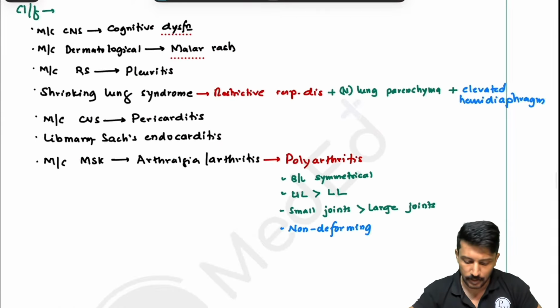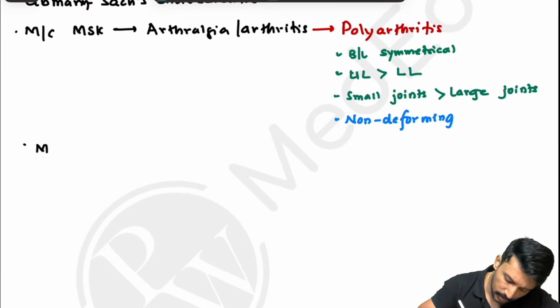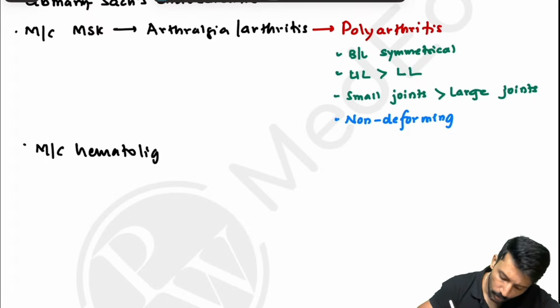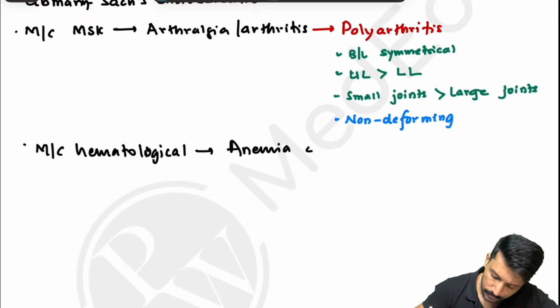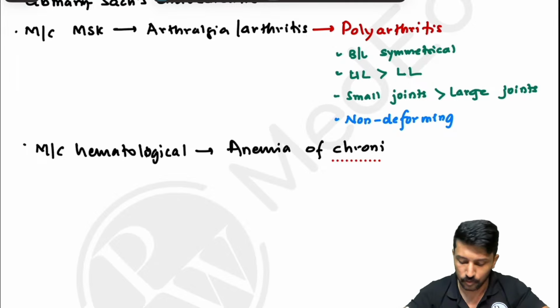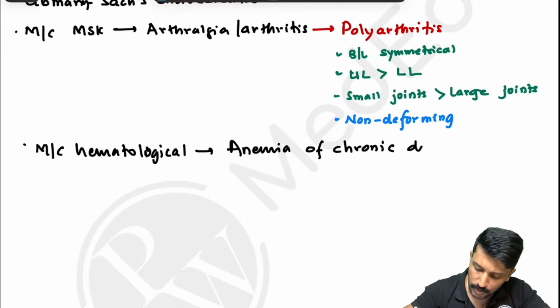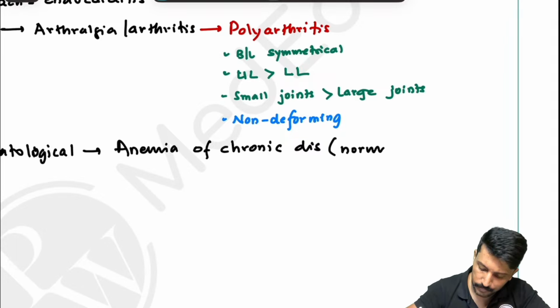Clear? What is the most common hematological manifestation? The most common hematological manifestation is anemia of chronic diseases, which is a normocytic normochromic anemia, as we all know. It is going to be normocytic normochromic.